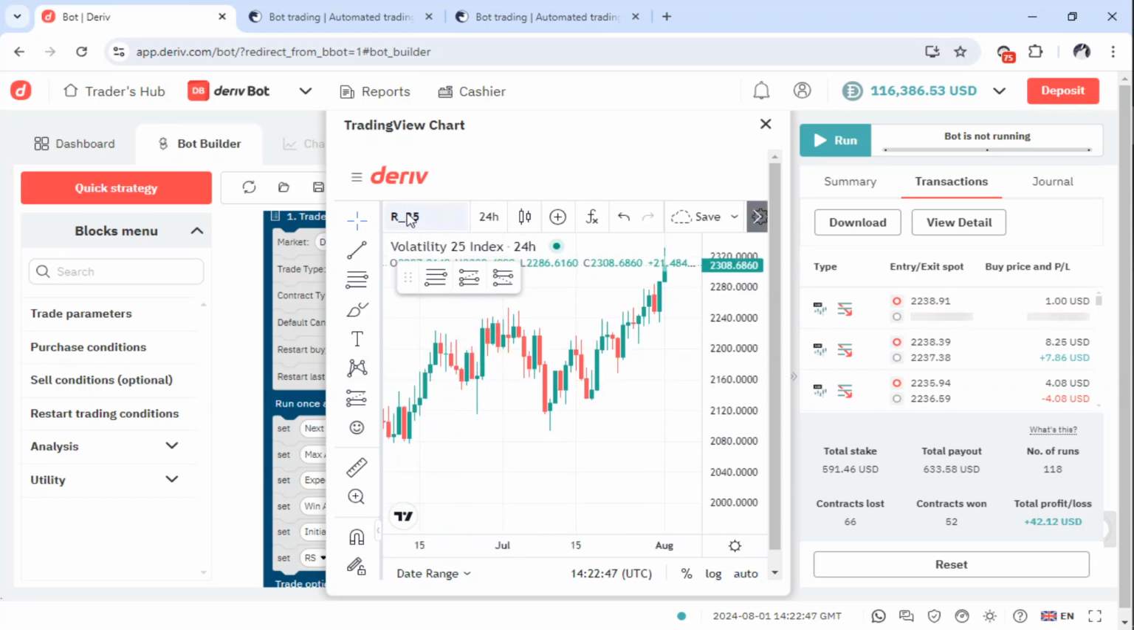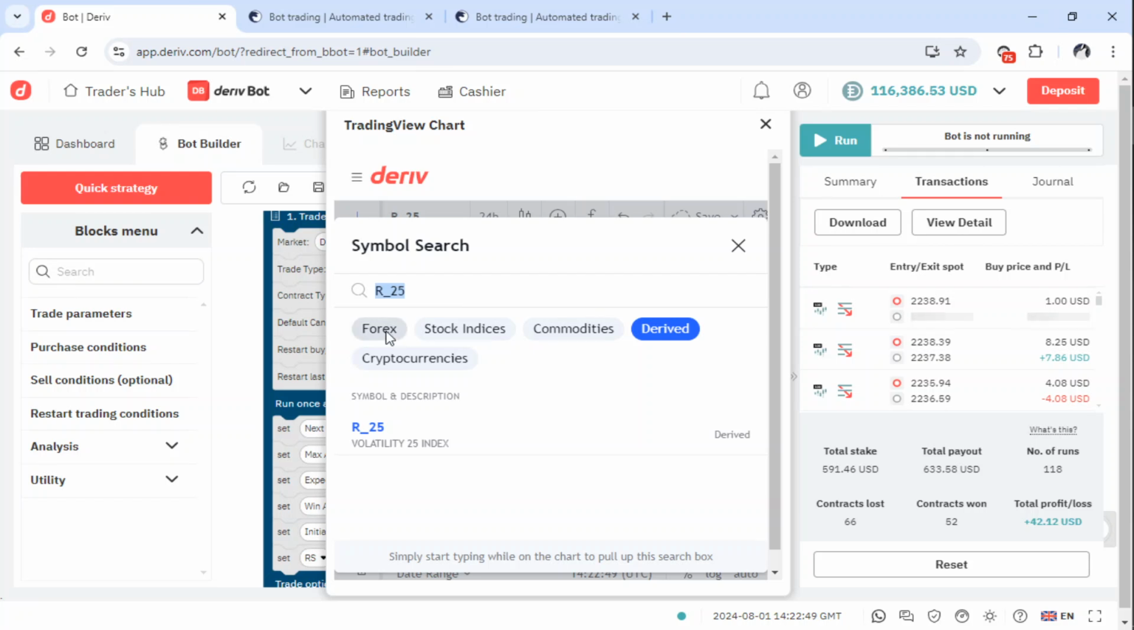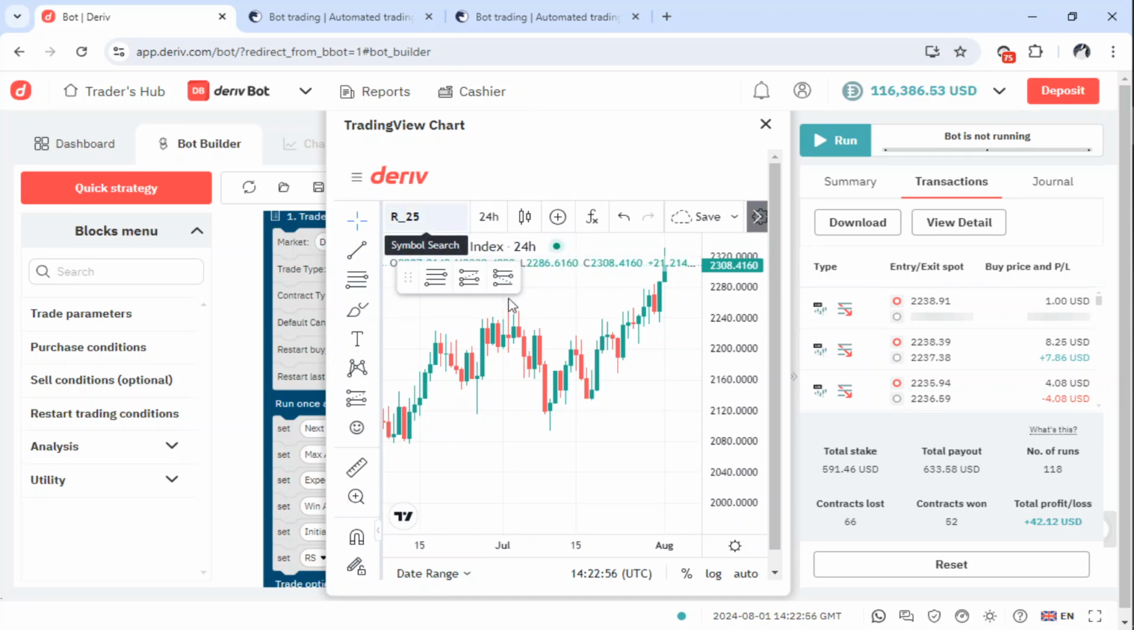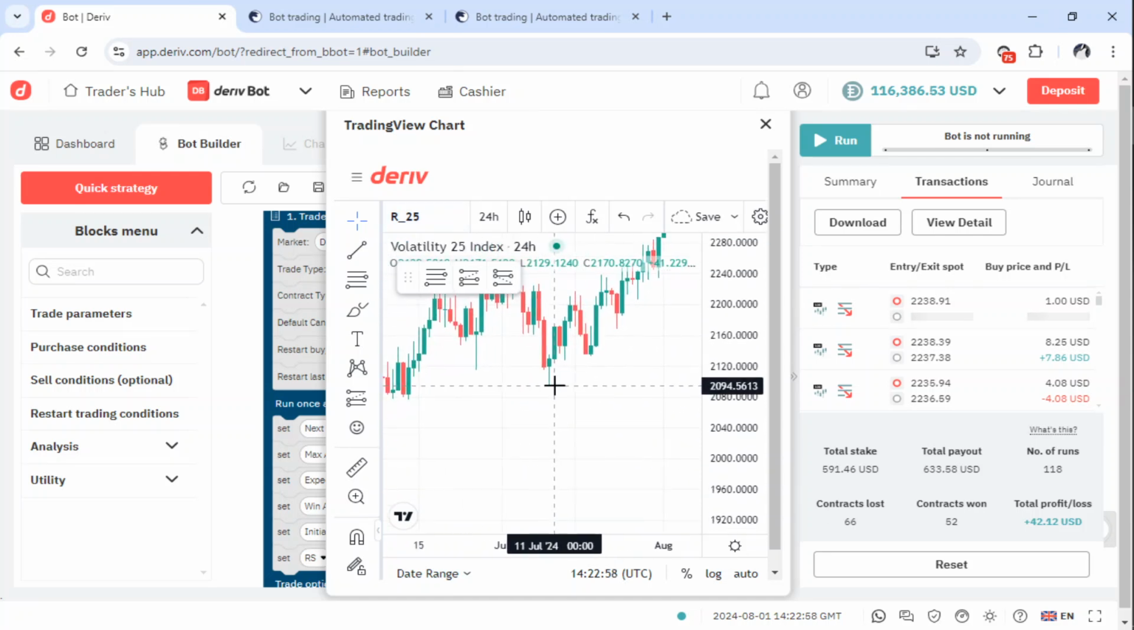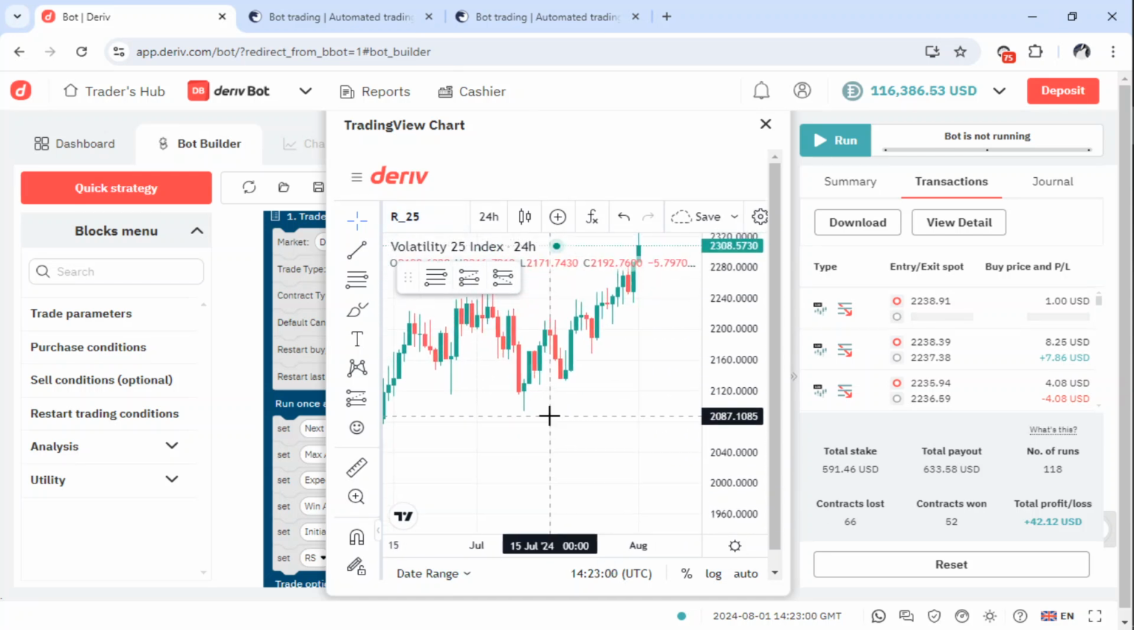Even if, for example, let me show you here. If you're just trading their forex, it's okay. But you can also trade, for example, R25, Volatility 25. You still trade the forex way, whereby you have the risk to reward ratio already placed. It will still be fine by me.